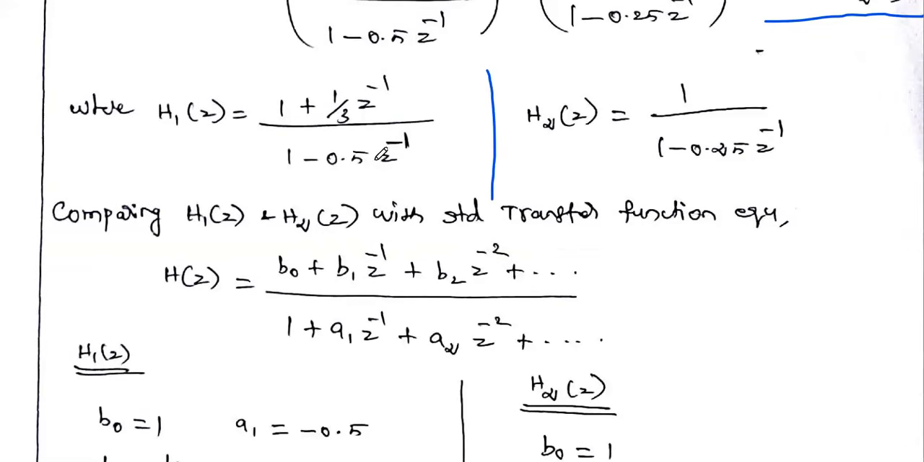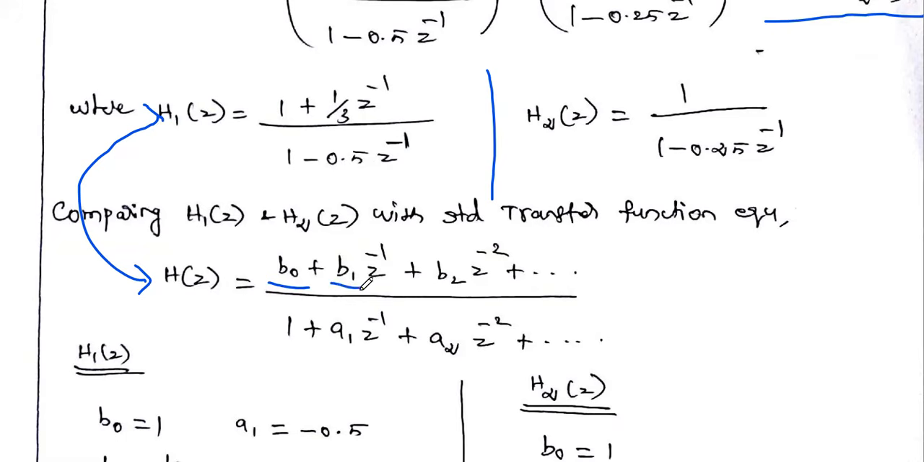In order to realize in direct form 2, we already have the direct form 2 standard structure, and we have to substitute the values of b0, b1 and a1. To calculate the b0, b1 values, we have the standard H(z) equation of an IIR system: b0 plus b1 z inverse plus b2 z power minus 2 divided by 1 plus a1 z inverse plus a2 z power minus 2, etc. So let us compare these two equations. If you compare them, what is the value of b0? The b0 is 1.